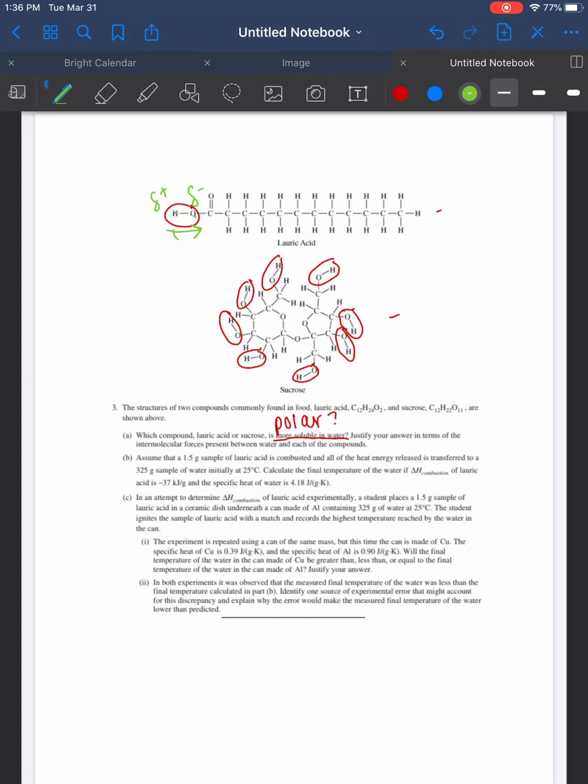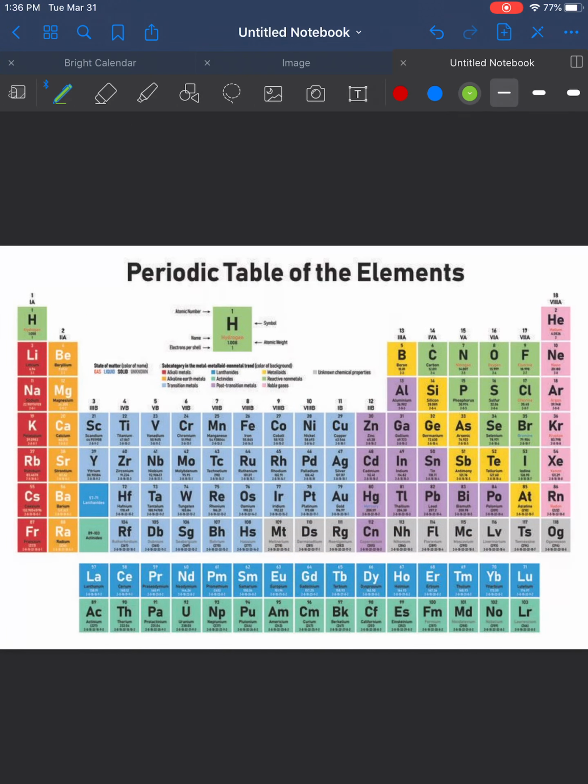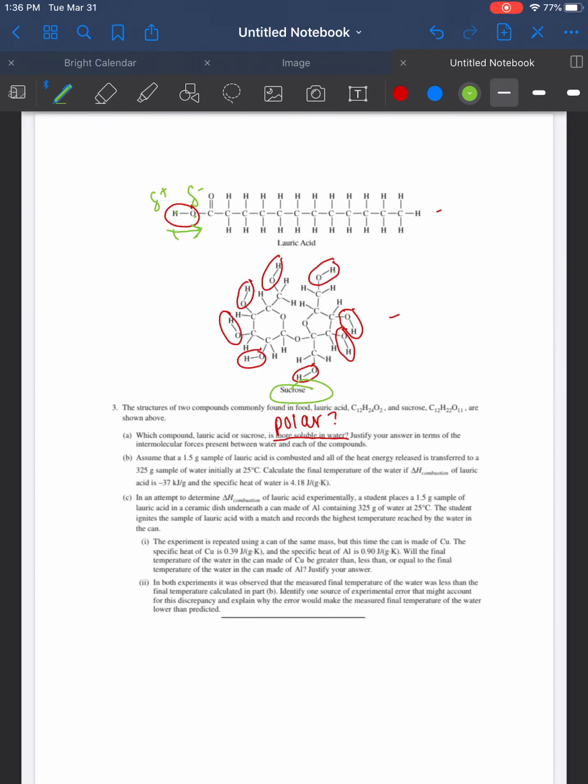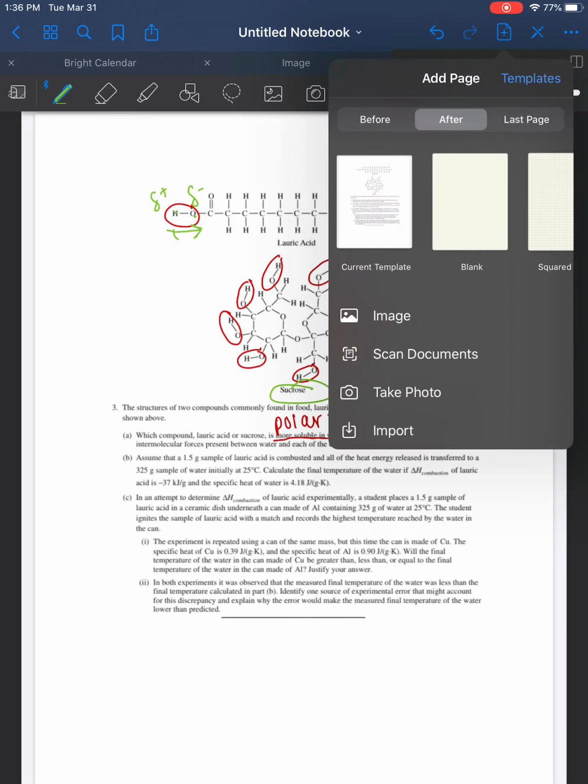However, in lauric acid, we only have one site for hydrogen bonding, and in sucrose, we have all of these. So the one that is more polar and more open to hydrogen bonding is going to be sucrose. So that means sucrose is more soluble in water. Okay, so now let's put that in writing.